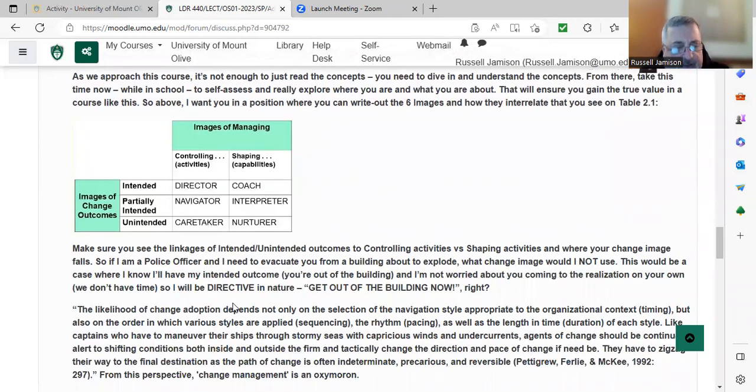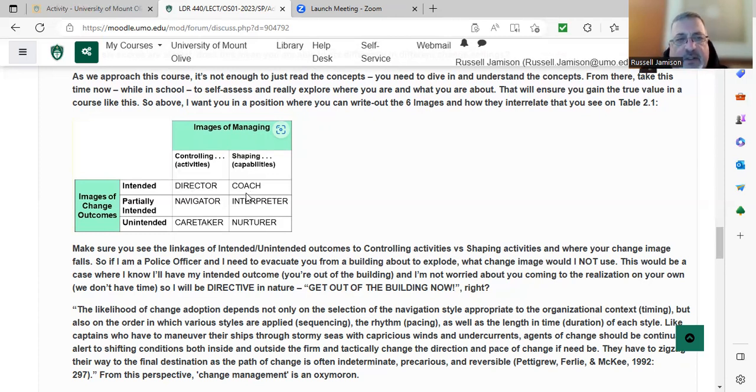But in the end, for this course, the majority, surprisingly enough, selected director and then navigator, which is a very interesting combination. I would say coach and interpreter were very close seconds. In most courses, coach is one of those images. And again, it gets down to the direction that goes behind the change.